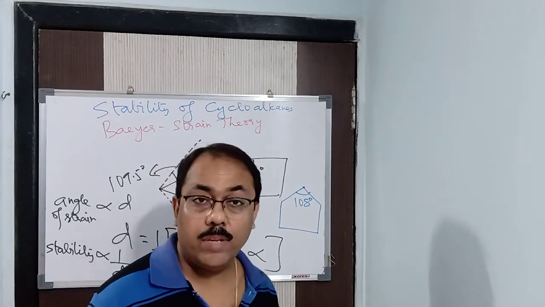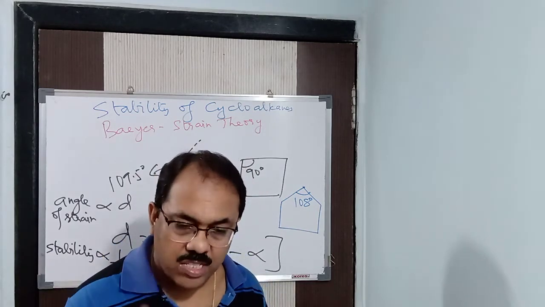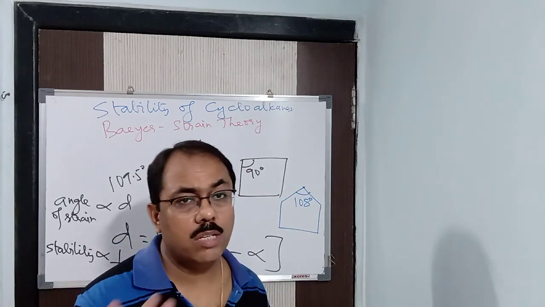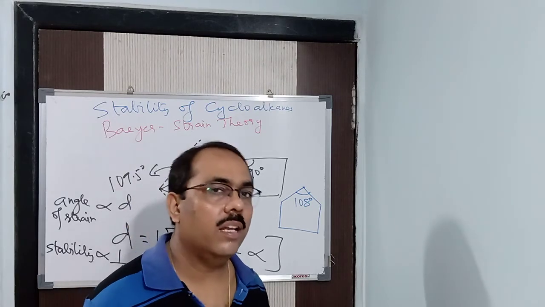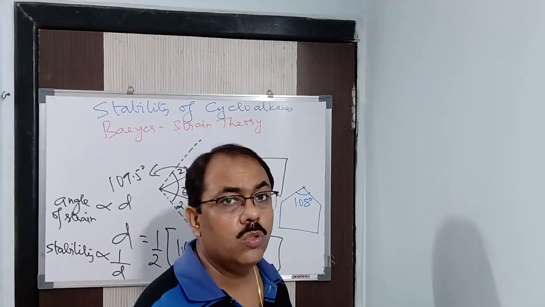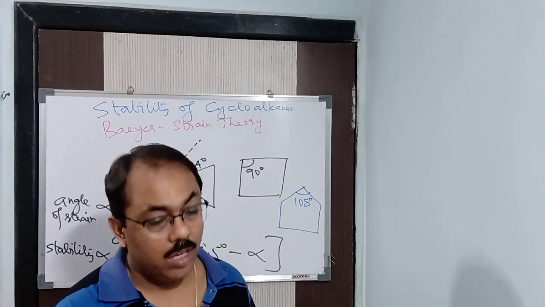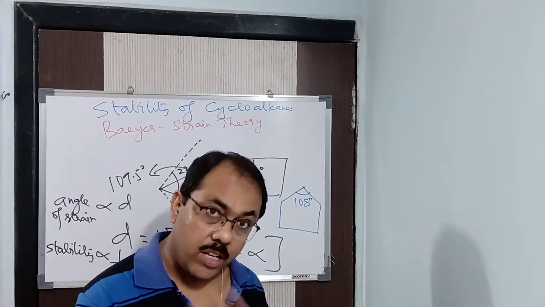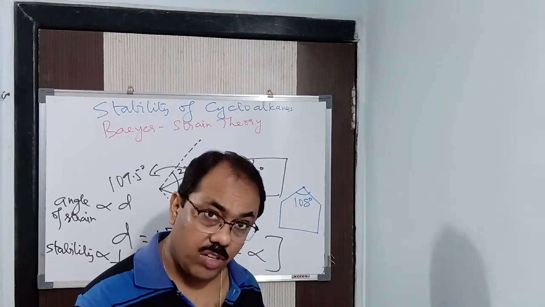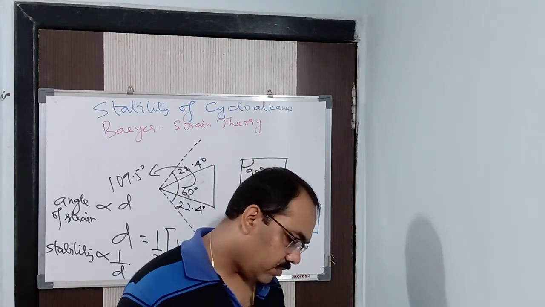He said that, but it is wrong. Now we see that cyclohexane is more stable than cyclopentane. This was not known to Bayer. So this is a drawback of the Bayer strain theory. Here he went wrong, in how he came to the angle of strain and all these things.